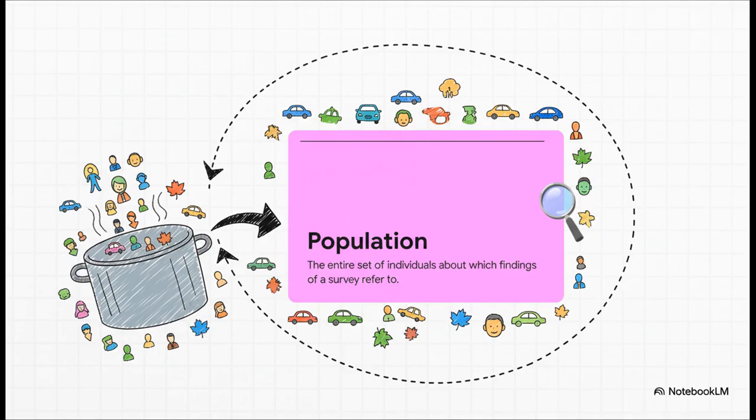Okay, so let's get a couple of key terms straight so we're all on the same page. That entire pot of soup, that's what we call the population. It's the whole group you're interested in. Could be all the voters in a country, maybe all the high school students in a state, or even all the cars a factory made last year. It's the everyone we want to know something about.